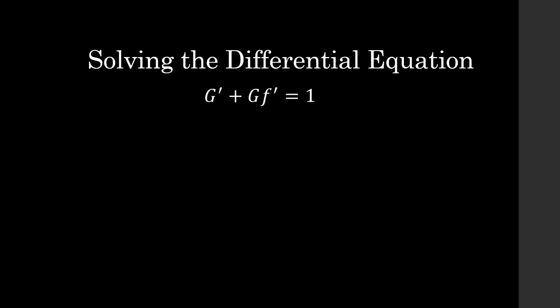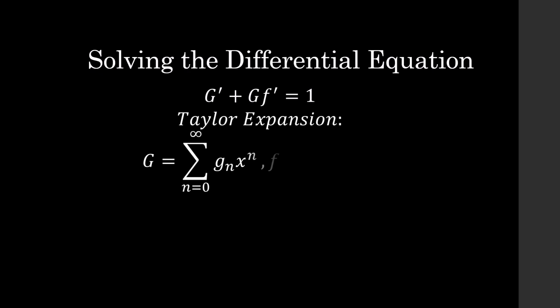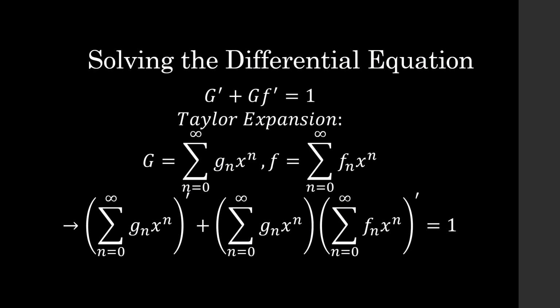Solving the differential equation, we define the two functions and their Taylor expansion forms. So we'll set g(x), we're ignoring the x just because it saves a little bit of space, but it's still there, it's still a function of x. And we define it as the sum from n equals 0 to infinity of g_n x^n, and f similarly, f_n x^n. We then have those expanded forms multiplied out and plugged into our differential equation.